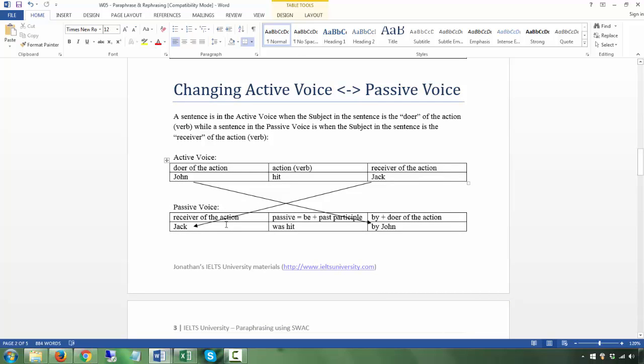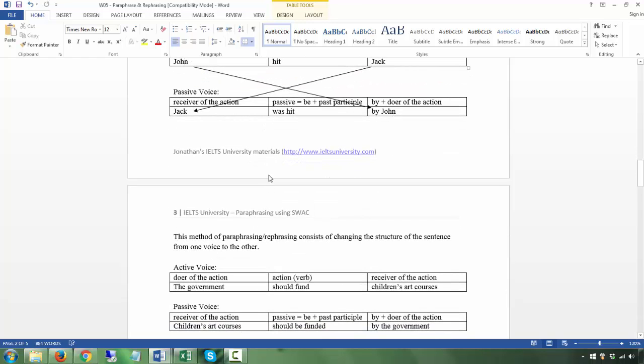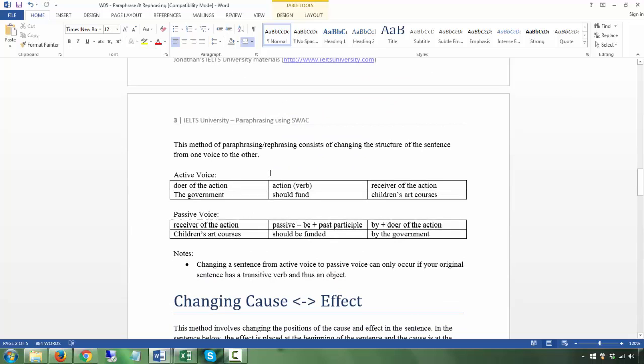But if you want to focus on the receiver of the action, or the action itself, you put the receiver of the action in front. Jack was hit. This is passive. Okay, you guys probably know how to change John hit Jack to Jack was hit by John, but you may not remember that this is the difference between the active and passive voice.